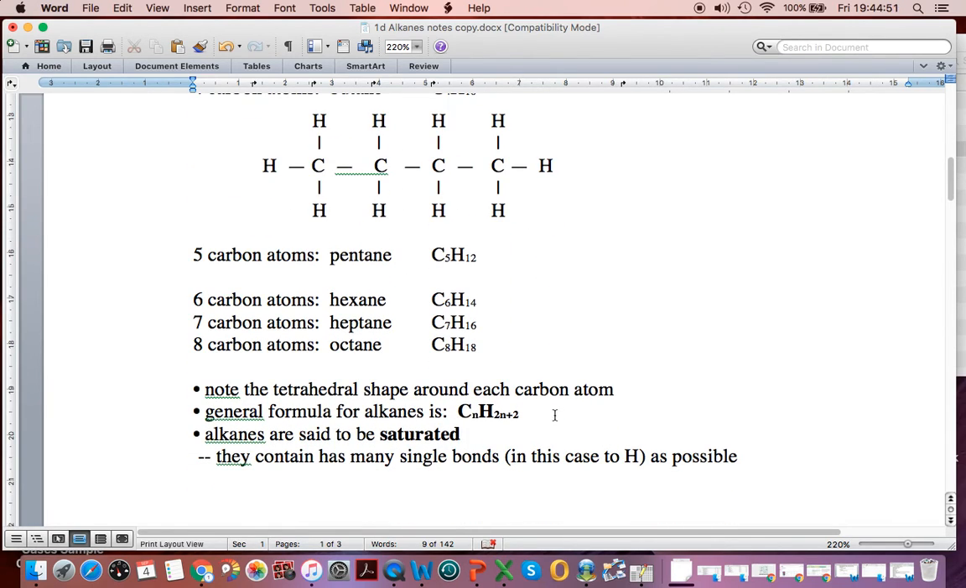And you might remember this formula, CnH2n+2. So if I had 20 carbons, how many hydrogens would I have? Well, I go 20 times 2 is 40, add 2, and I have 42 hydrogens.